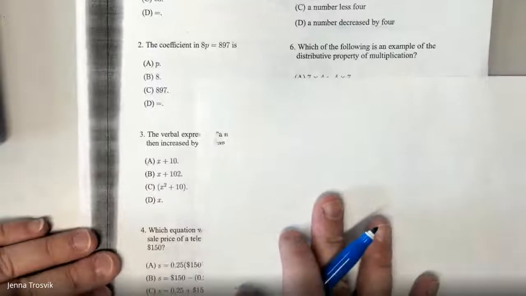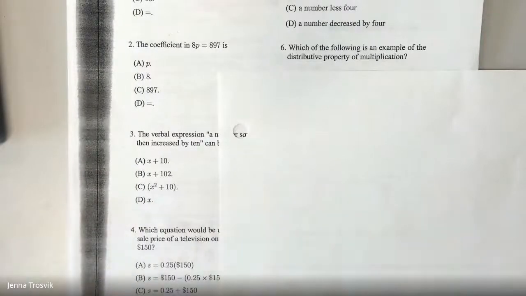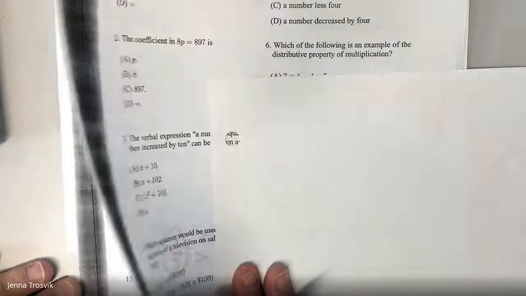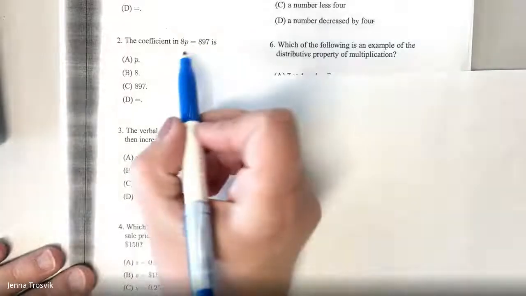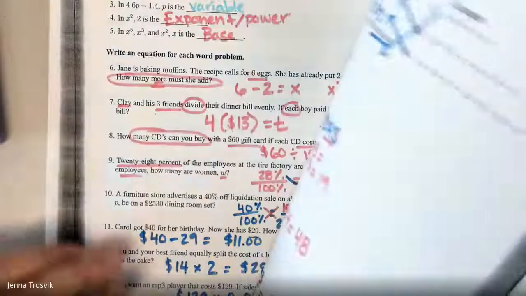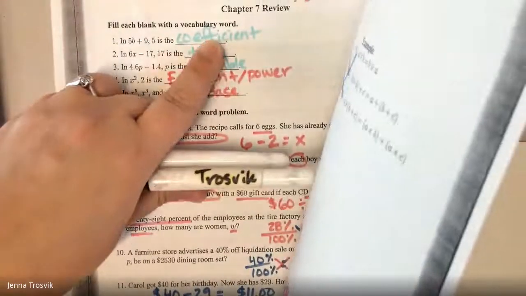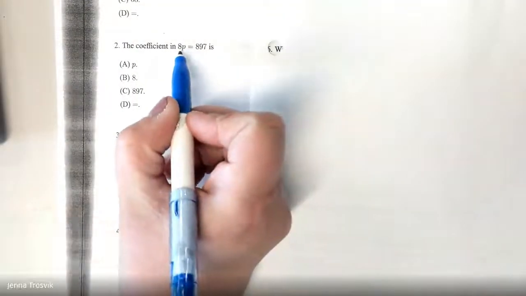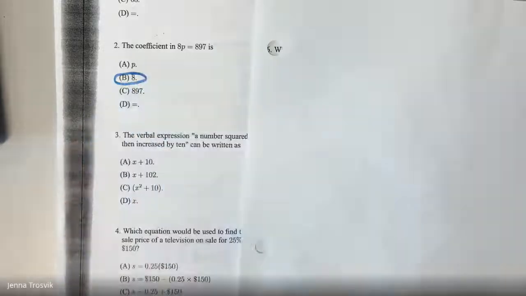The coefficient in 8 times p equals 897. You guys didn't have to learn about coefficients, which is totally fine, but it's the number that is tied to our letter. I did kind of mention it in our review on the last page. If you remember that, I gave you the answer up above. So if you know what is connected to your p, what are you multiplying by? Your coefficient would be 8.